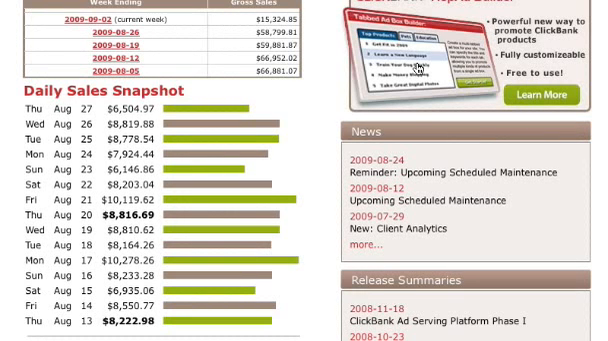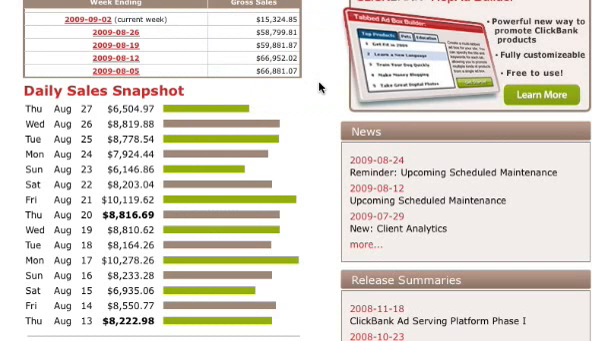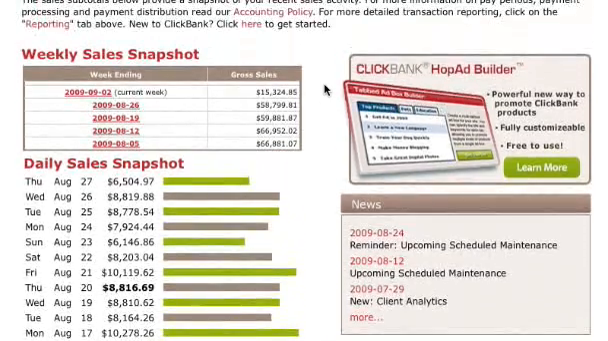So now that we went through that, you might think, looking at the last 2 weeks in the daily snapshot here, oh, it's great, and looking at the last 4 weeks and then the current week is great. But let's say you are somebody that wants to see more information, more data, you're not satisfied yet. Well, let's go ahead and look at the reporting side of ClickBank.